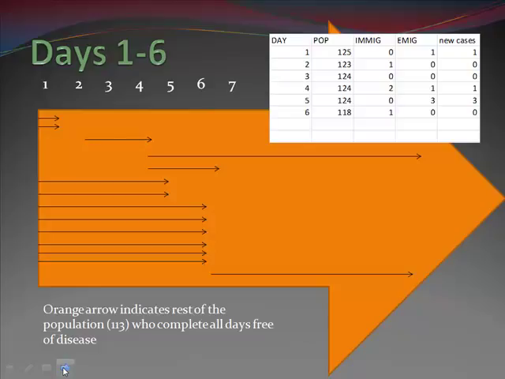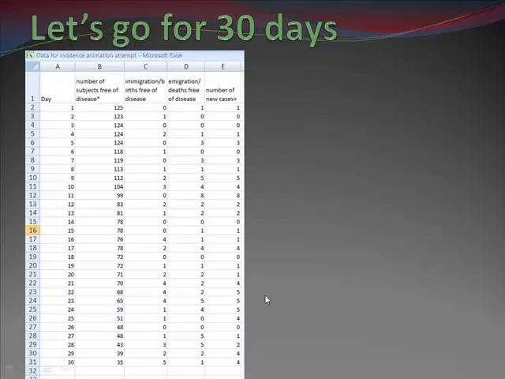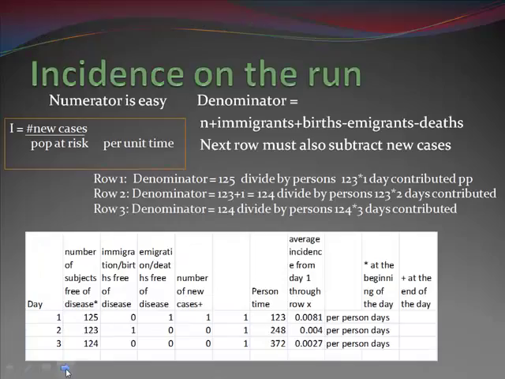So if we go for 30 consecutive days, and we get these kinds of numbers of immigration or births, emigrations or deaths, and new cases, how do we calculate incidence out of this mess of people that are coming into the population, leaving the population? Some are converting to be cases, and others are just going to do the whole tour.